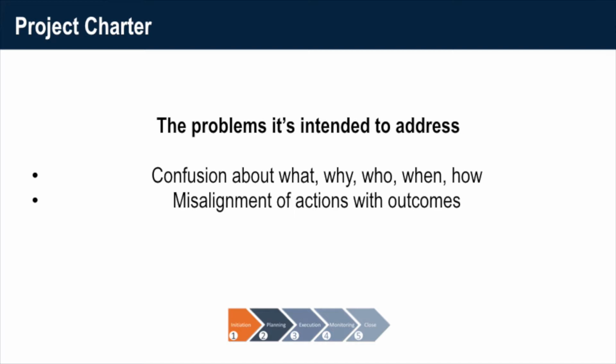Really, the first one's confusion about what, why, who, when, and how. So making sure that we all have a touchstone to go back to. And the second one, of course, is misalignment of actions with outcomes. So when we think about what we're trying to accomplish, this serves as something we can continue to go back to make sure that we're not drifting from what we intended to do.